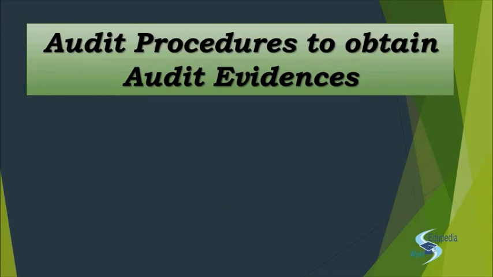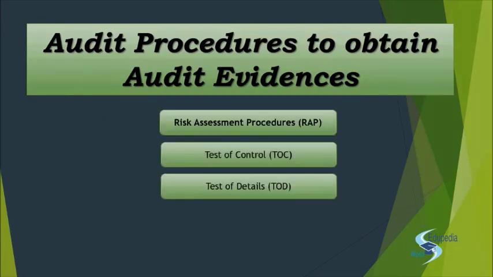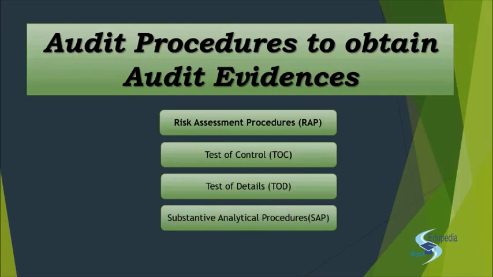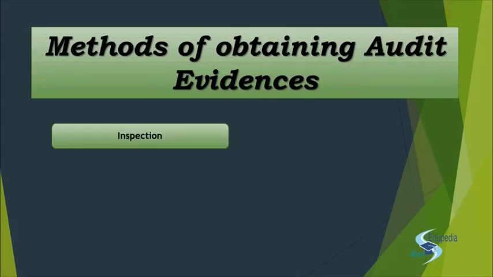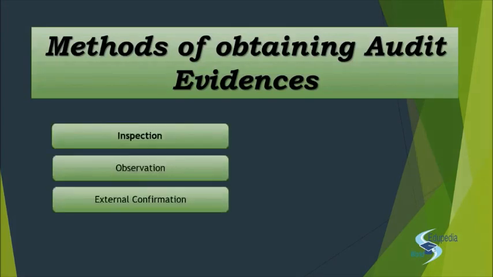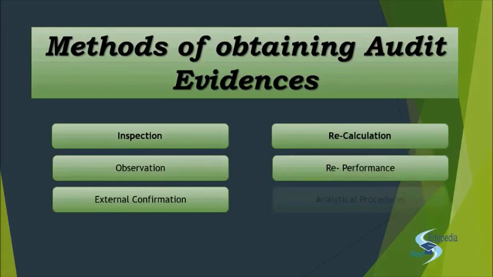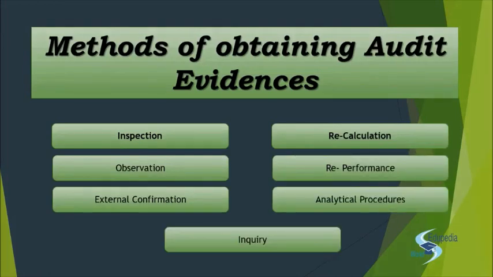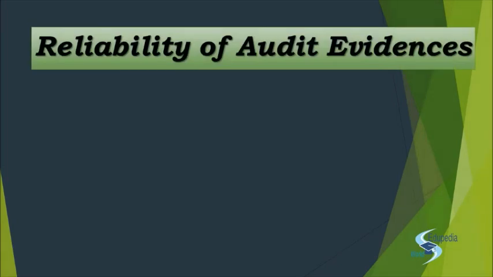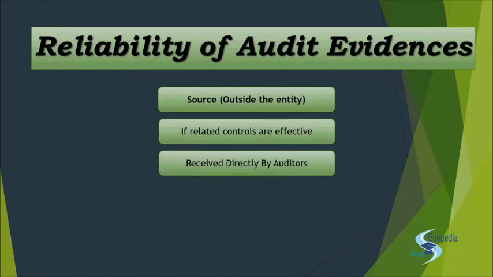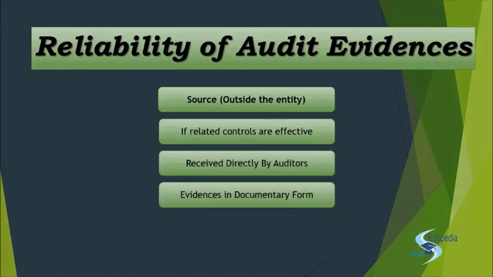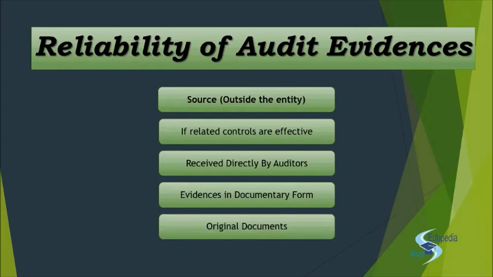Then audit procedures to obtain evidences: risk assessment procedure, TOC, TOD, test of control, test of detail and substantive analytical procedure. Then you have the methods of obtaining audit evidences: inspection, observation, external confirmation, recalculation, reperformance, analytical procedure and inquiry. And at last, the reliability of audit evidences: outside is more reliable, if controls are effective, it is more reliable. If it is received directly by the auditor, it is more reliable. If evidences are in documentary form, it is more reliable, and if it is an original document, it is more reliable. Right? With that, we come to the end of SA 500, audit evidence.